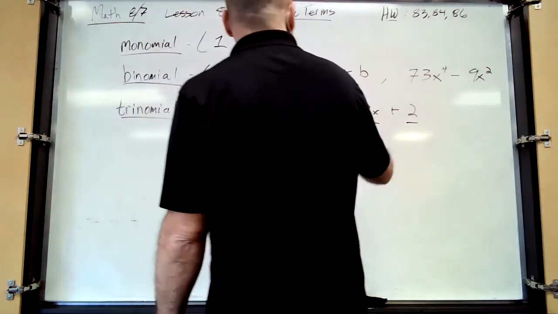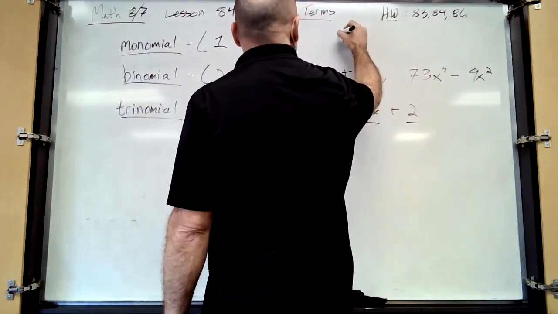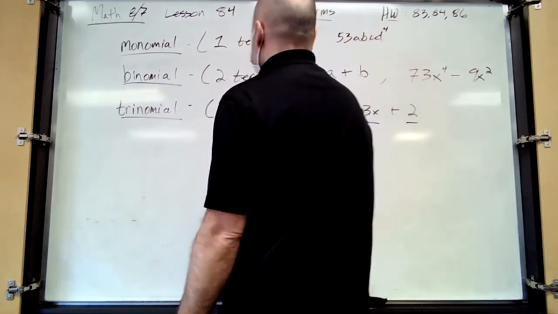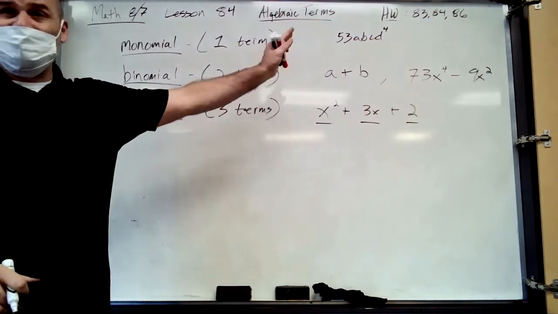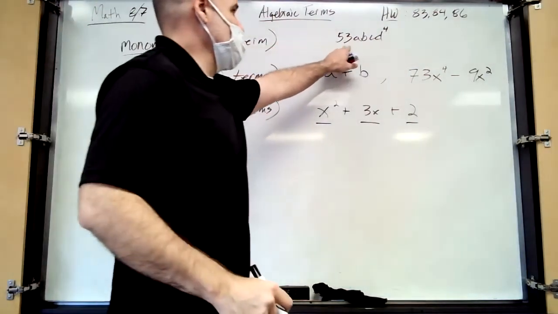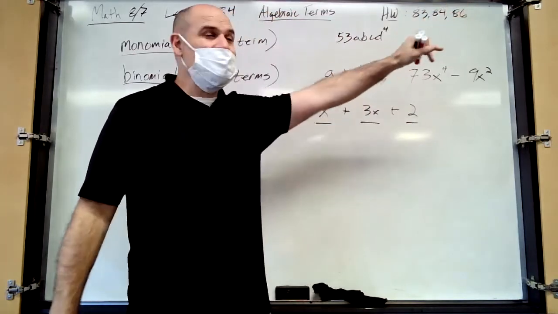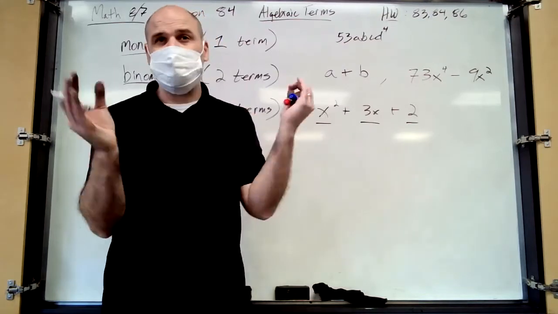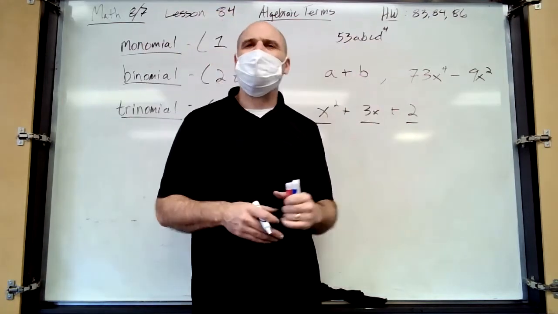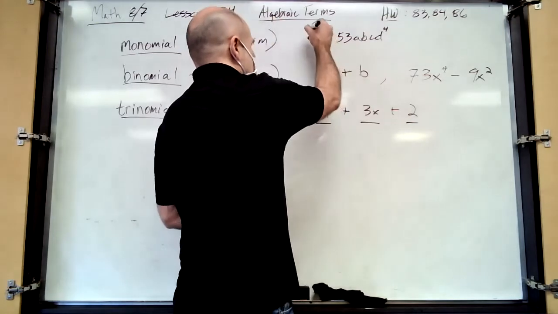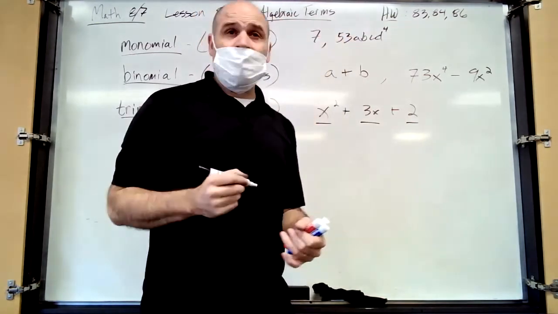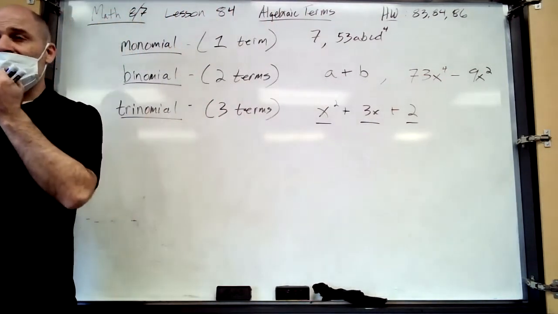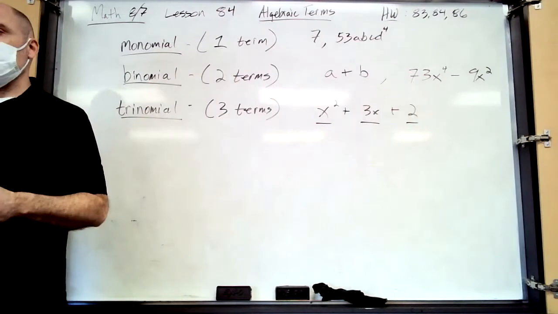A monomial could be like this, like 53abcd to the 4th. See how there's nothing being added or subtracted. It's all being multiplied, or there's powers, which is really just d, right? 4 d's being multiplied. So it's just a product of stuff all squished together, but nothing's being added or subtracted. That's a monomial. Another monomial could be 7. That's another monomial. There's nothing being added or subtracted from 7. So that's a monomial. Okay?